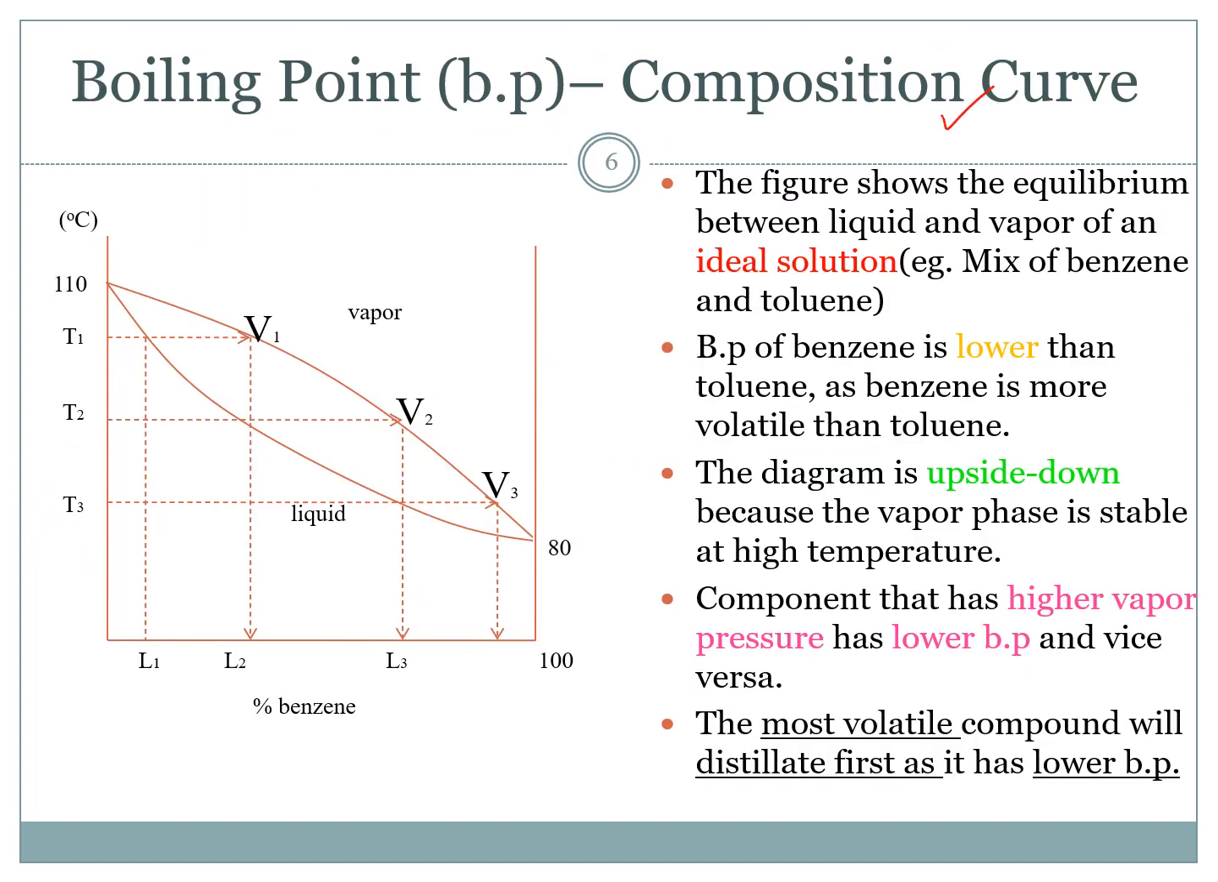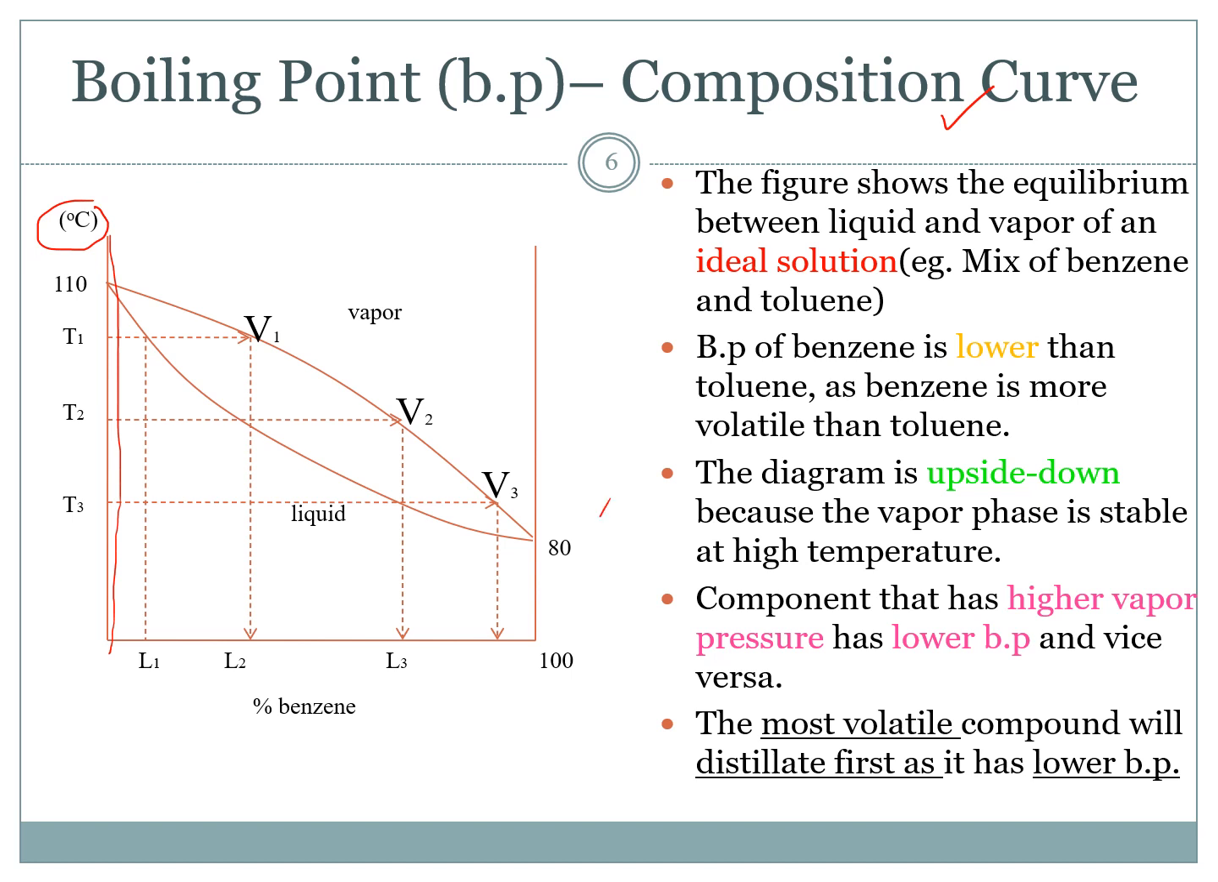Boiling point composition curve. The figure shows the equilibrium between liquid and vapor of an ideal solution. Example, mixture of benzene and toluene. In the Y part, we plot temperature in degrees Celsius, and this one also we plot temperature, and then this one is the X part, we plot the composition of benzene or toluene.